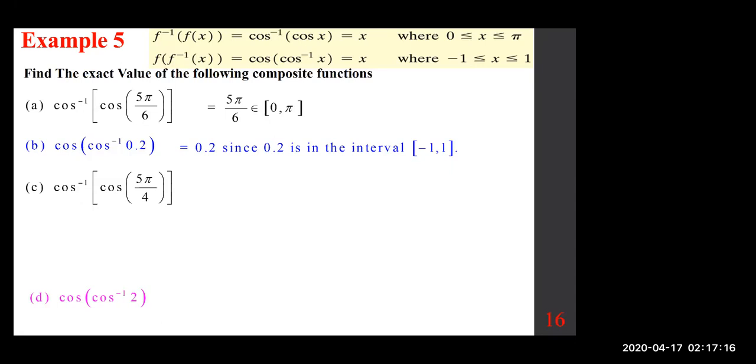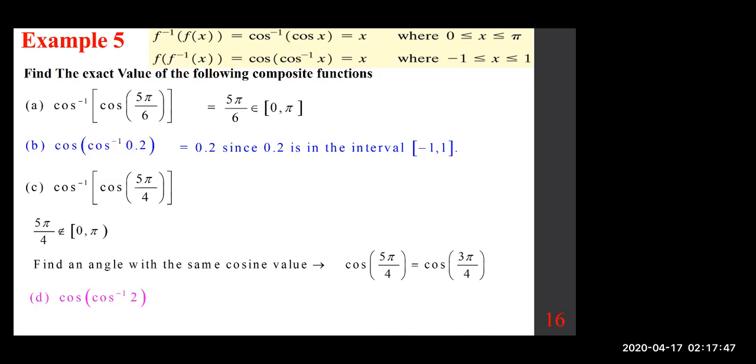What about 5 pi over 4? Does that work, class? Is 5 pi over 4 between 0 and pi? No, because 4 pi over 4 is the same as pi. So the answer is not 5 pi over 4. However, it's not that it doesn't have an answer. It's 3 pi over 4. Why is that?